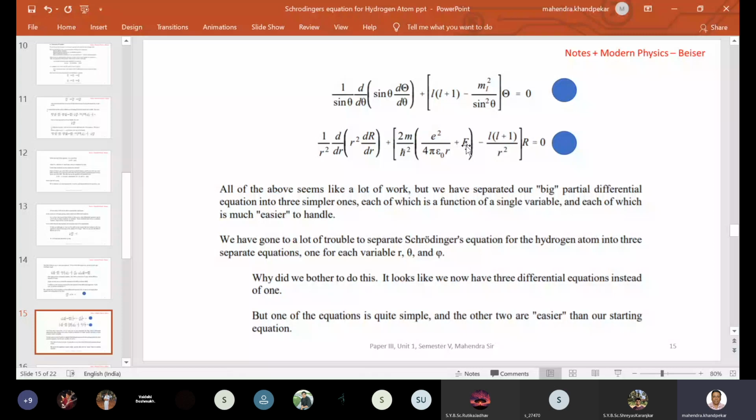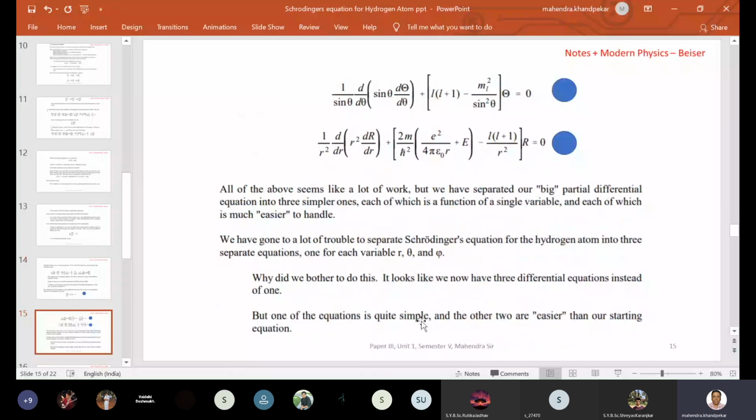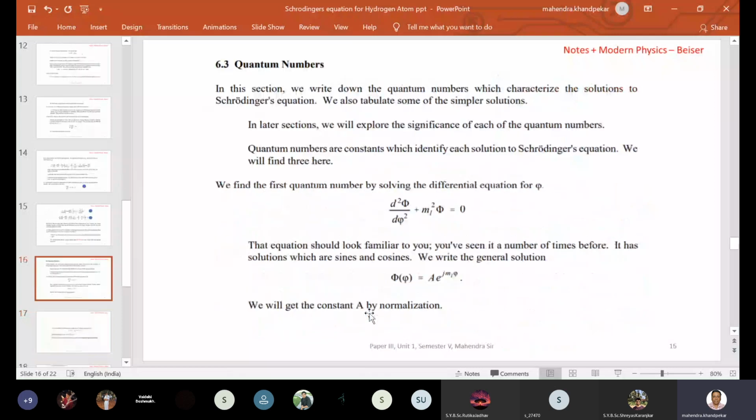To come to this point, we had a very big differential equation. We have separated it into three smaller parts by using separation of variables. Now each one of them is easy to handle, because we have separated the variables phi, theta, and r. You can see here phi, here theta, and r. So we don't have to bother about the whole equation, but will talk in terms of these equations one by one.